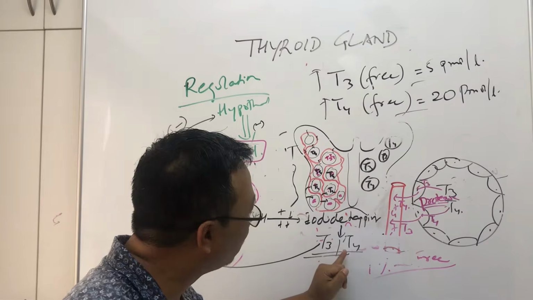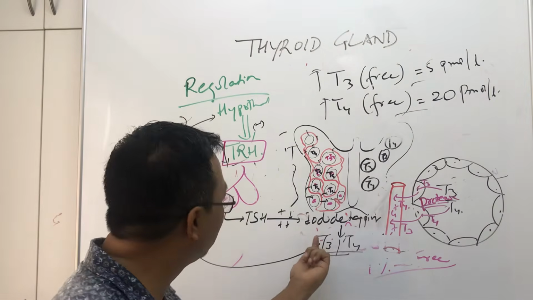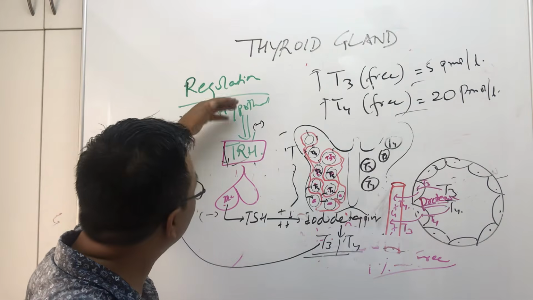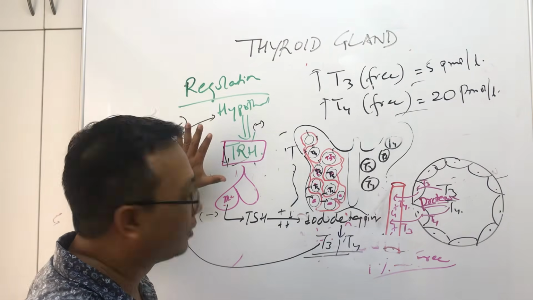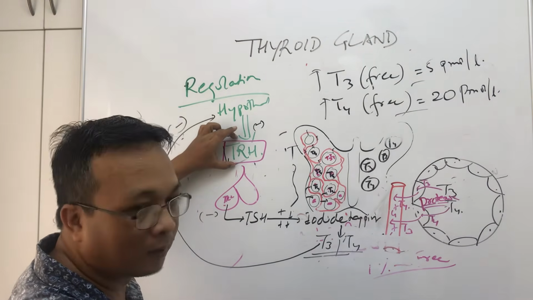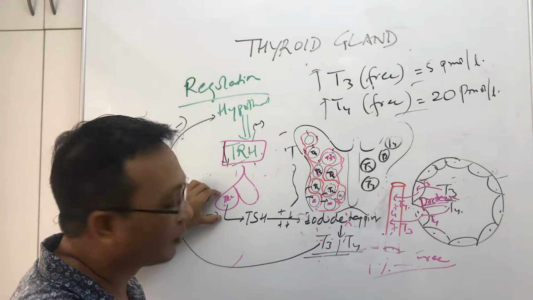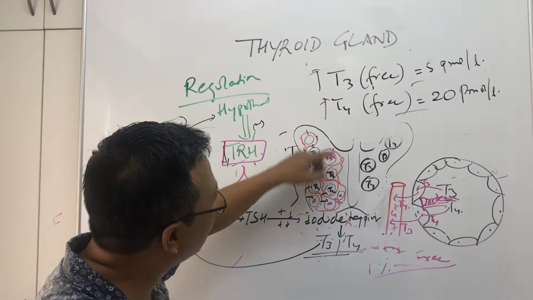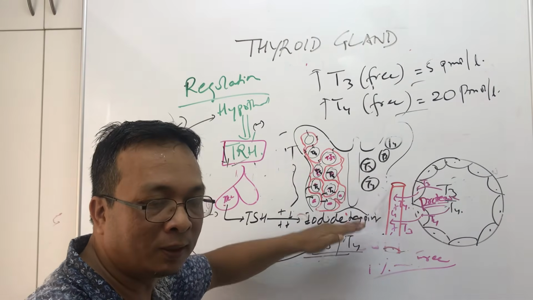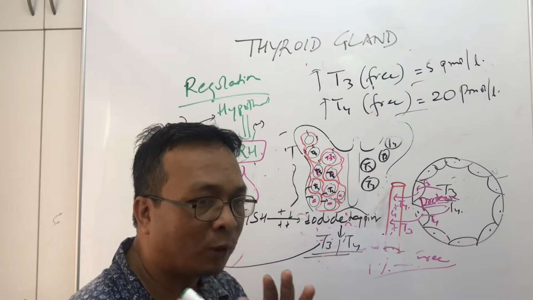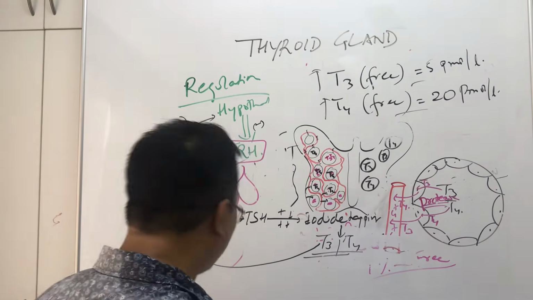Whenever T3 and T4 are increased, there will be a negative feedback mechanism which will influence the hypothalamus. It will send a signal to the hypothalamus: don't make any more TRH. Then it will stop making TRH. Then when there is no TRH, there will be no TSH. When there is no TSH, the T3 and T4 level will eventually go down. Okay, you have to understand this negative feedback mechanism.